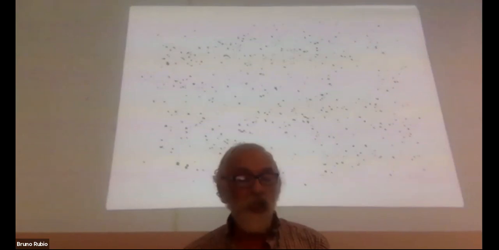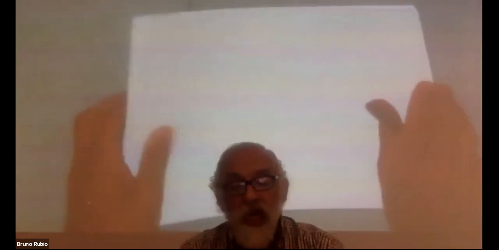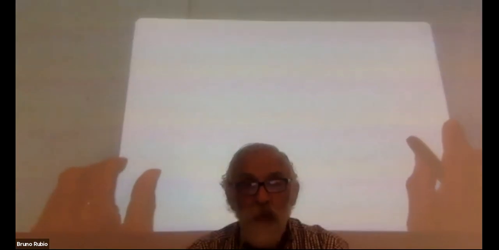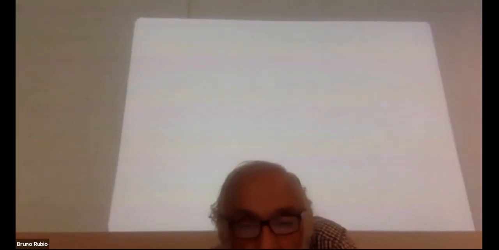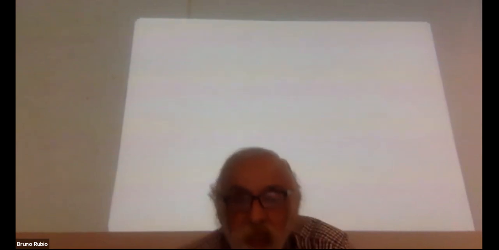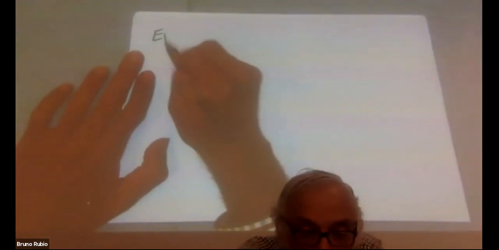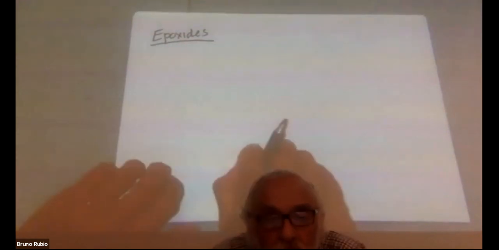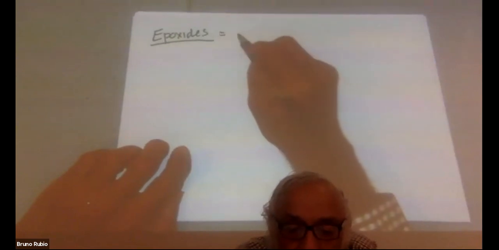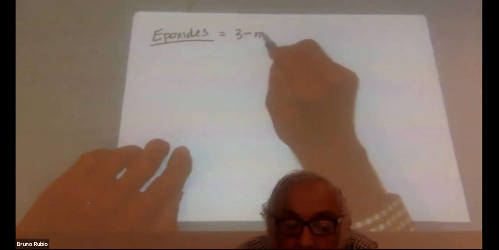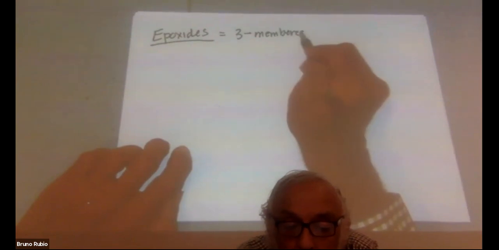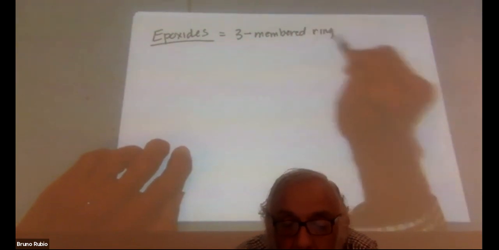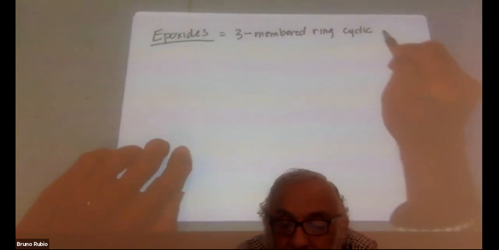Okay, so our next unit is the chemistry of the epoxides. All right, and what is an epoxide? An epoxide is a three-membered ring cyclic ether.